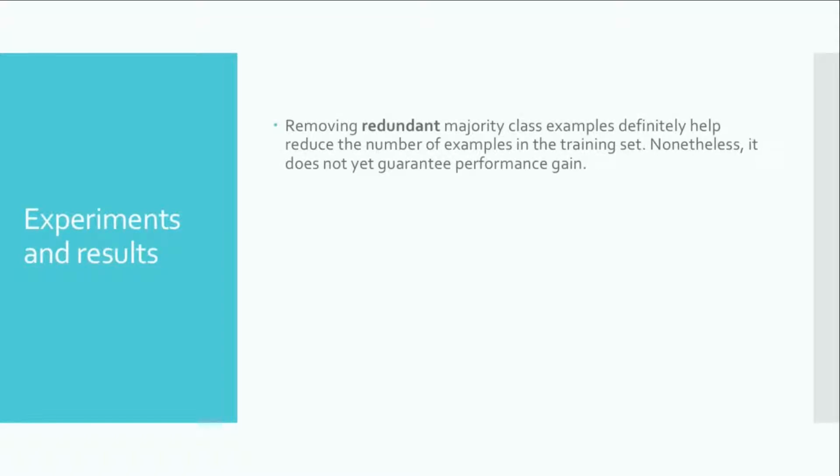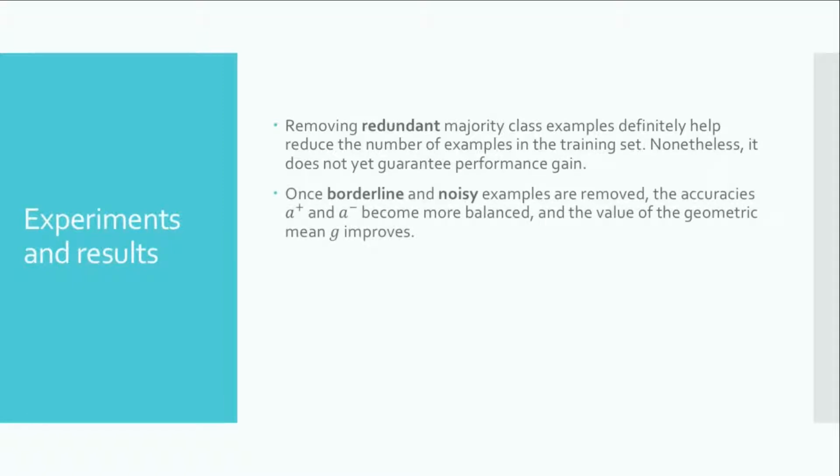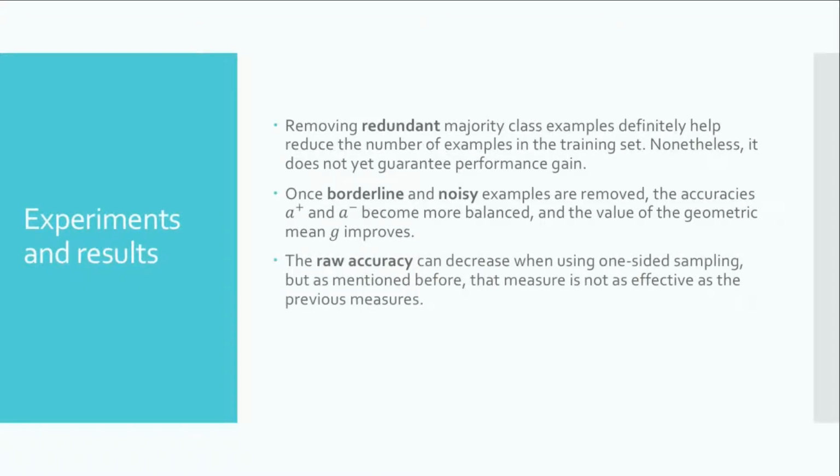Now let's discuss the results of experiments using one-sided sampling and how effective that was. First, removing redundant majority class examples definitely helps reduce the number of examples in the training set to a more balanced set. Nonetheless, it does not always guarantee performance gain. On the other hand, removing borderline and noisy examples balances the separate accuracy for both classes, in addition to improving the geometric mean. Moreover, when using one-sided sampling, raw accuracy can decrease. But as mentioned before, raw accuracy is not as effective a measure as the other measures mentioned.